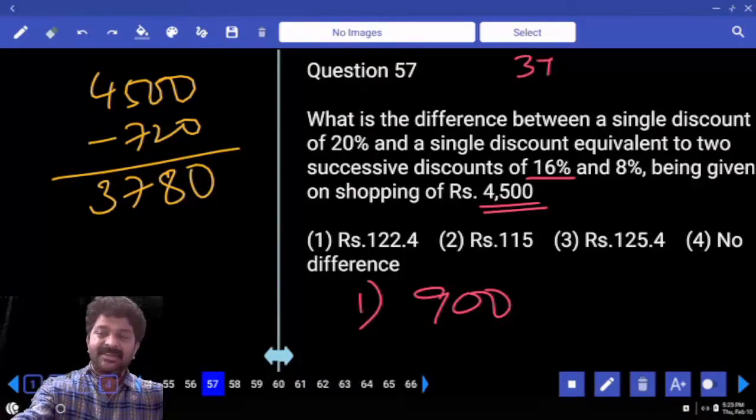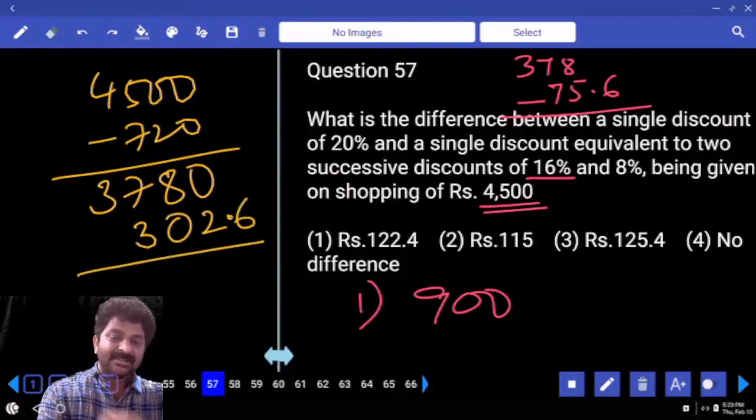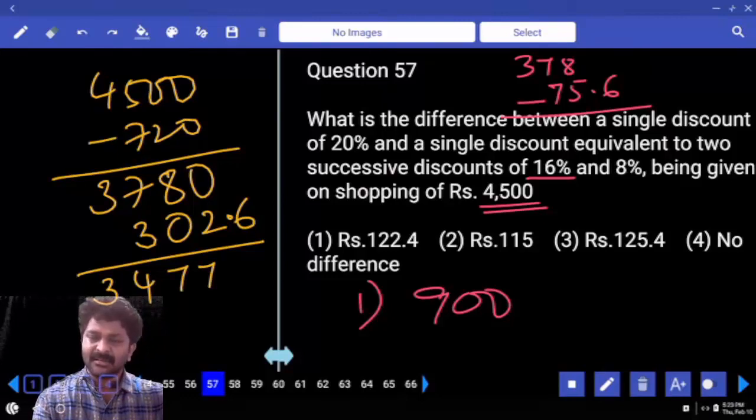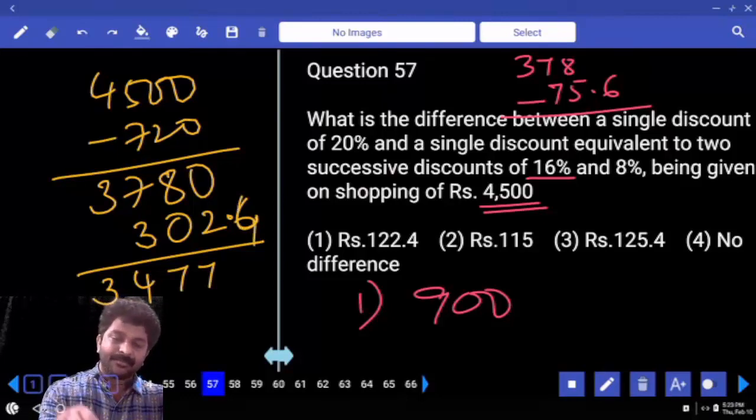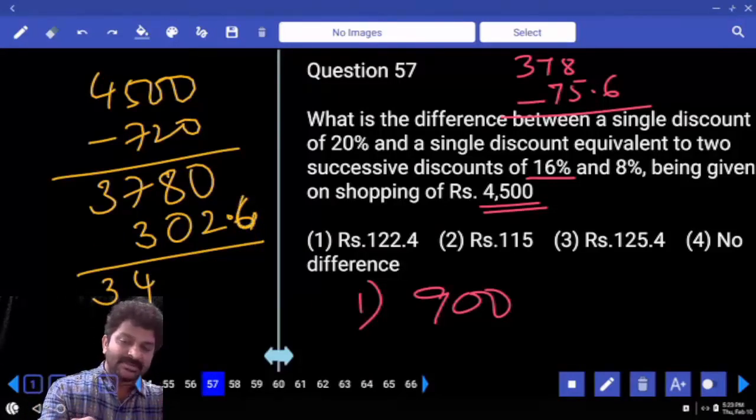10% is 378. 2% is 75.6. If you subtract 75.6, then you get 302.4. Now the value is 3477.6. Subtraction, right? So this is 4.